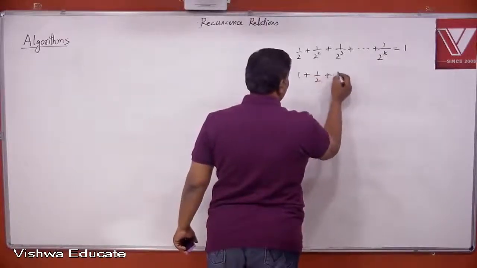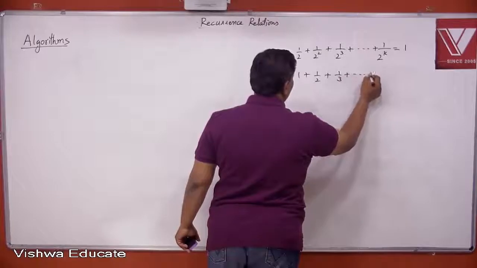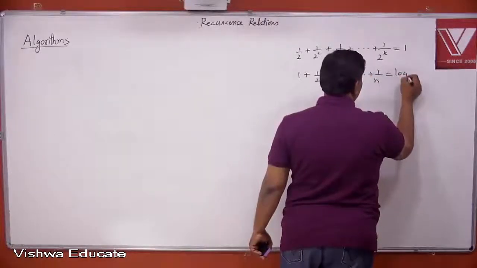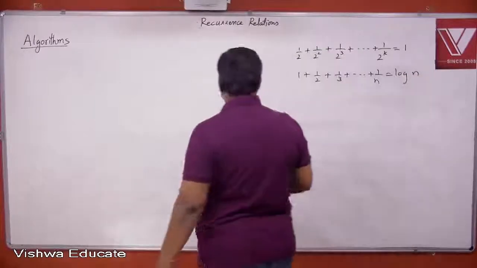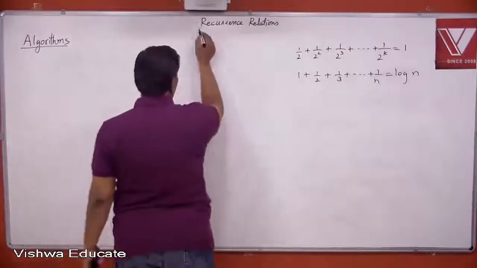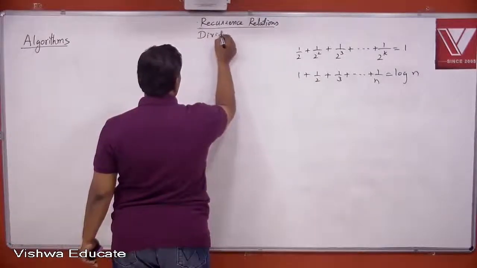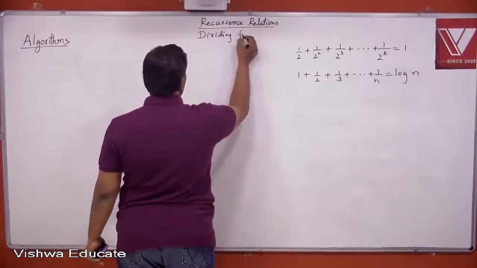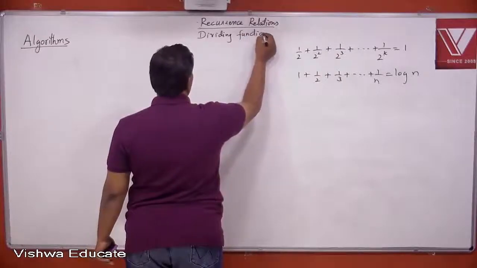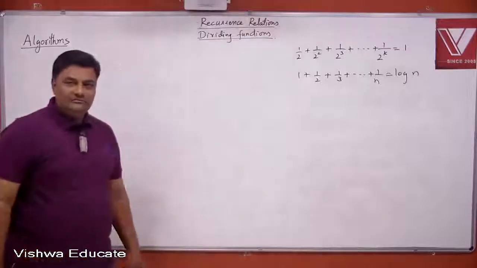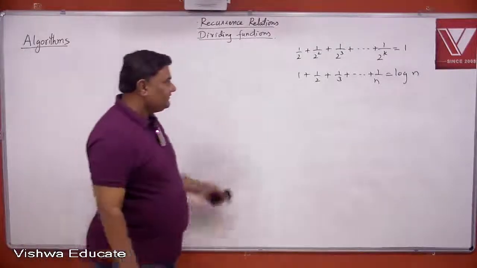One plus 1 by 2 plus 1 by 3 plus goes on to 1 by n is log n. Take this one also. Okay, finish with this.